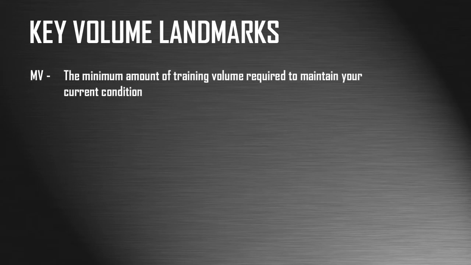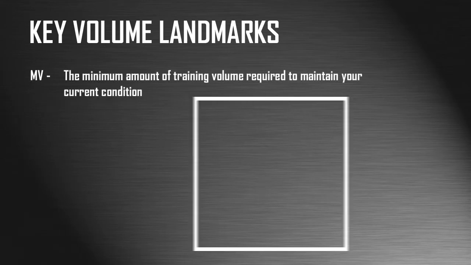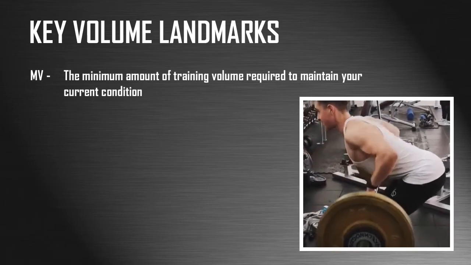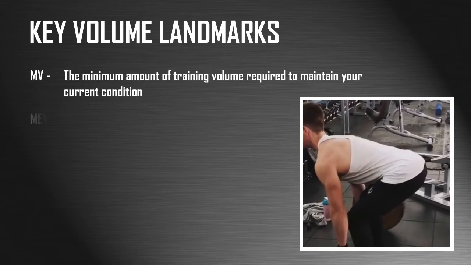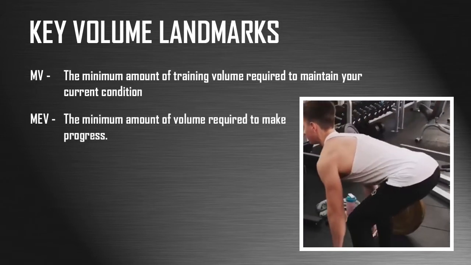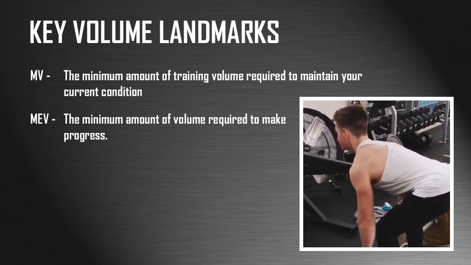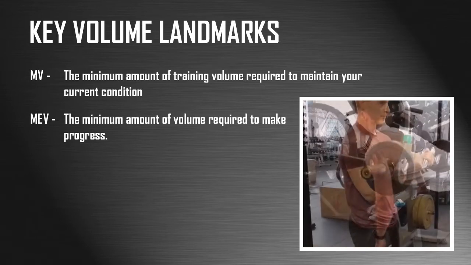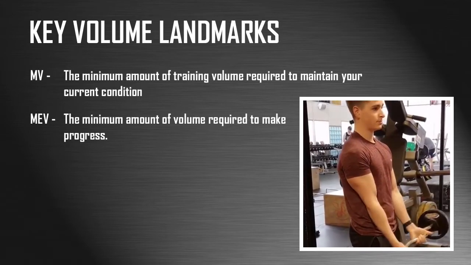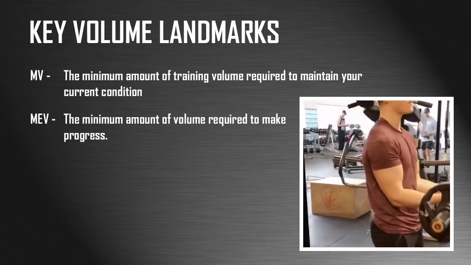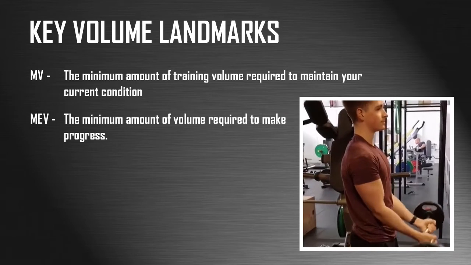Firstly, we have MV, which stands for maintenance volume. This is the minimum amount of training volume required to maintain your current condition. After this is MEV, standing for minimum effective volume. This is the minimum amount of volume required for you to make progress in your training. Note that progress at this point won't be optimal or as fast as it could be, but it is enough to get you to progress to some degree.